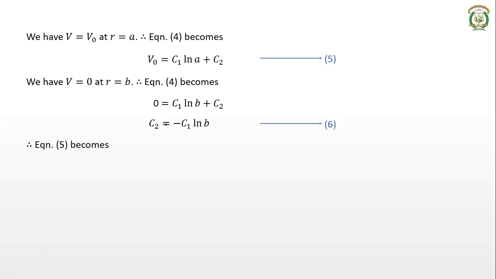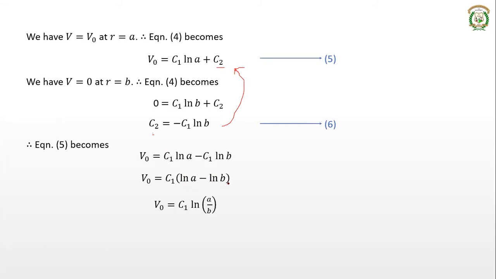So if you substitute this value of C2 in this particular equation, what do you get? In place of C2, we will write minus C1 ln B. So V0 will be equal to C1 ln A minus C1 ln B. So C1 is common. If you take C1 common, what remains is ln A minus ln B, right? What is ln A minus ln B? It is ln of A by B. So from this, you can write the value of C1. If I take ln A by B to the other side, it will come to the denominator. So C1 is V0 divided by ln of A by B.